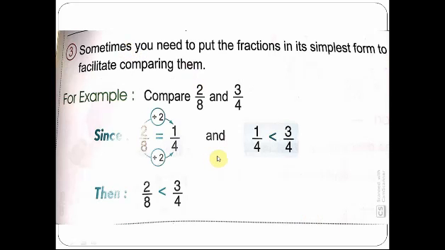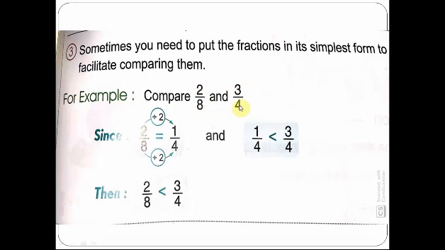Sometimes you need to put the fractions in their simplest form to compare them. I have 2/8 and 3/4 and I want to compare between them. I look at my denominator. Are the denominators the same? No. Are my numerators the same? No. So I should make the denominators the same. 8 becomes 4. How does 8 become 4?